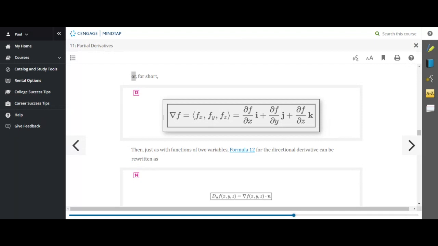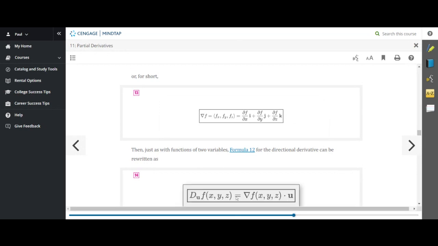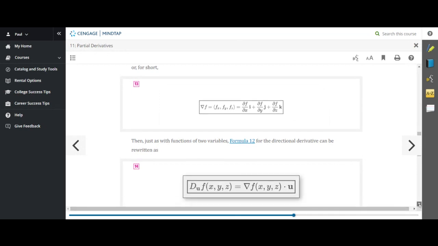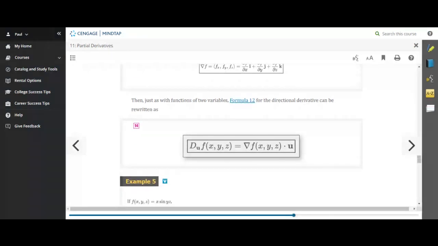Well, we use the gradient vector to help us compute the directional derivative. That's one thing we use the gradient vector for. But there is an important meaning for the gradient vector. Here you see the directional derivative of a function of x, y, and z is just the dot product of the gradient vector with the unit vector.